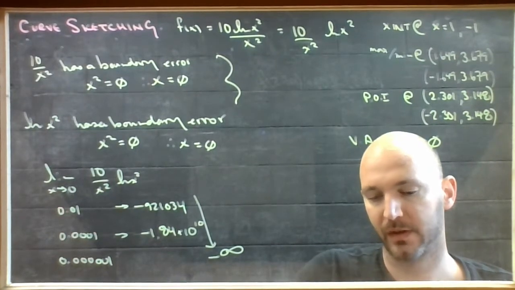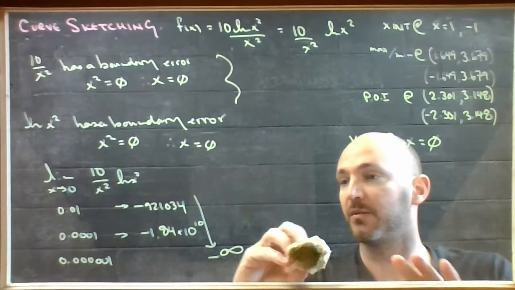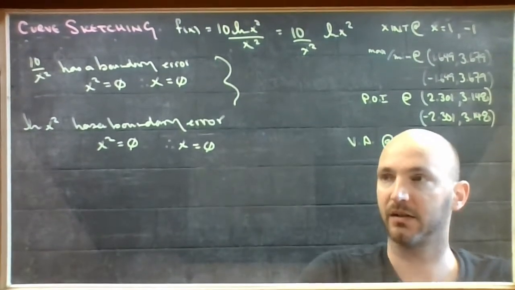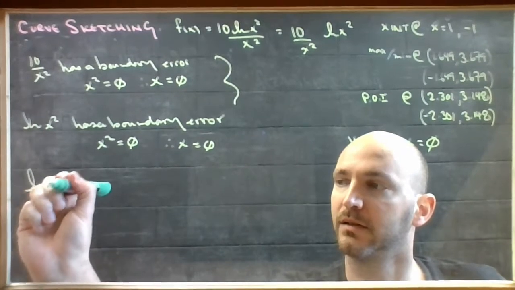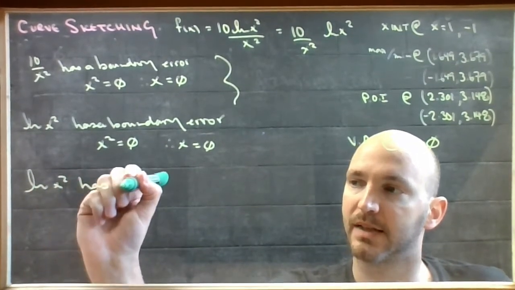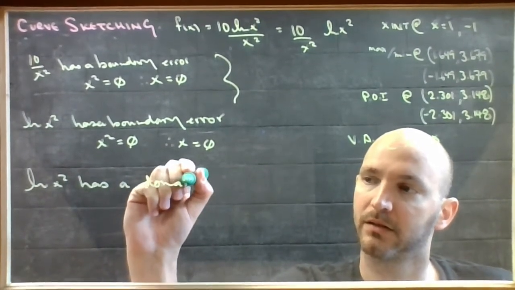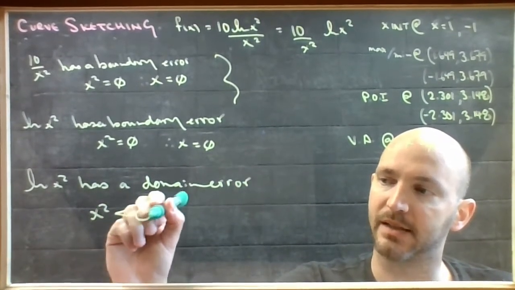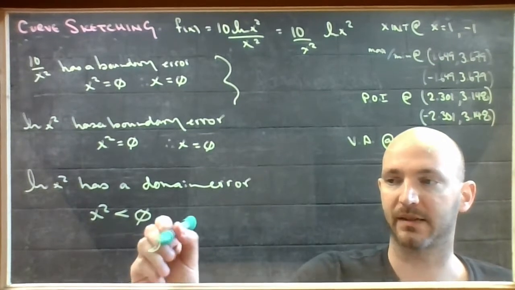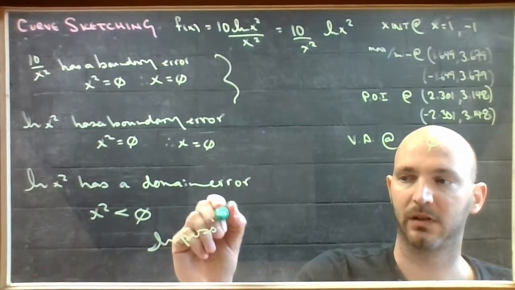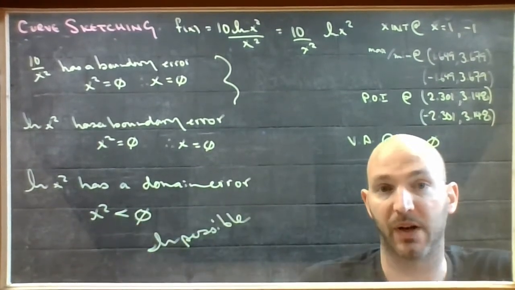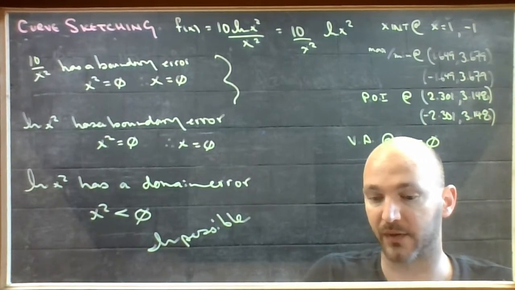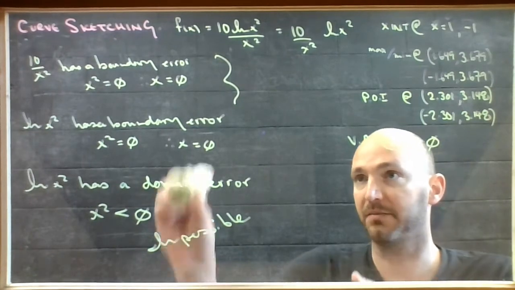All right. So now that we've got the boundary error under control, we just need to think about the domain error. Let's see, ln x squared has a domain error when x squared is less than 0. Now that's impossible. There are no real numbers where you square them and you get a negative as an answer. So there are no domain errors for this particular function. So you can clean that off.